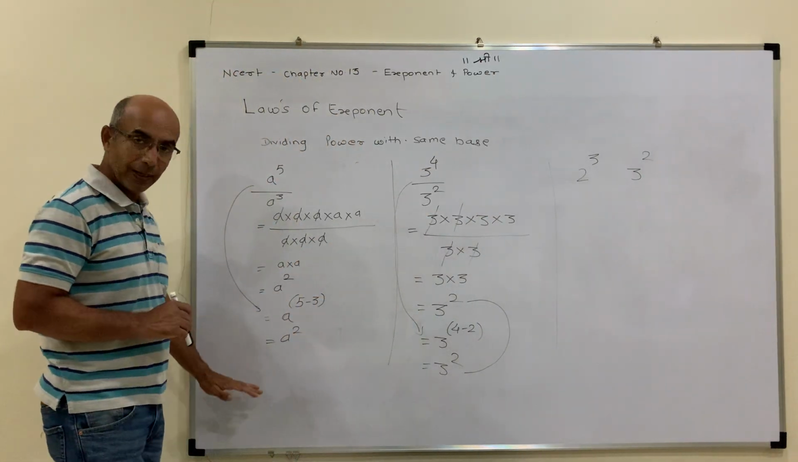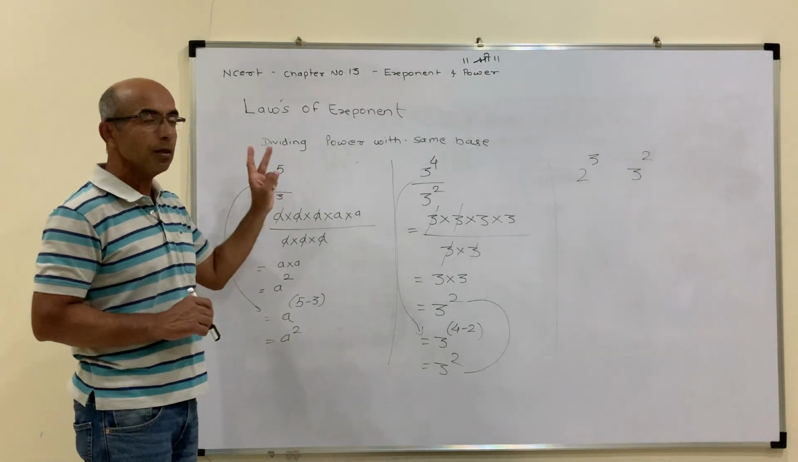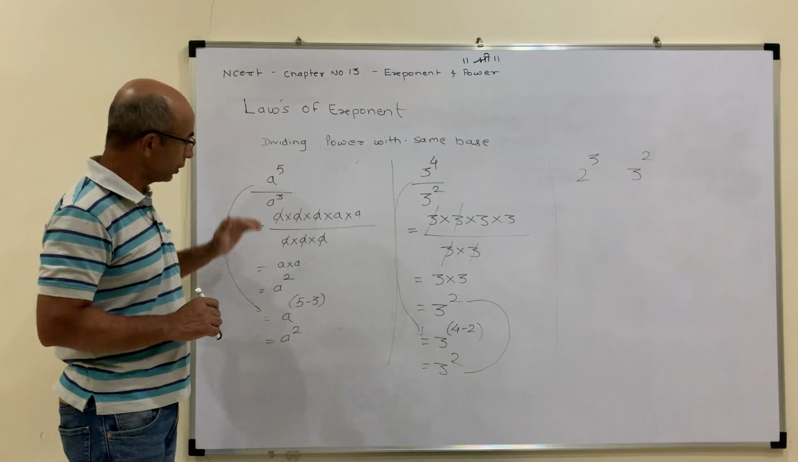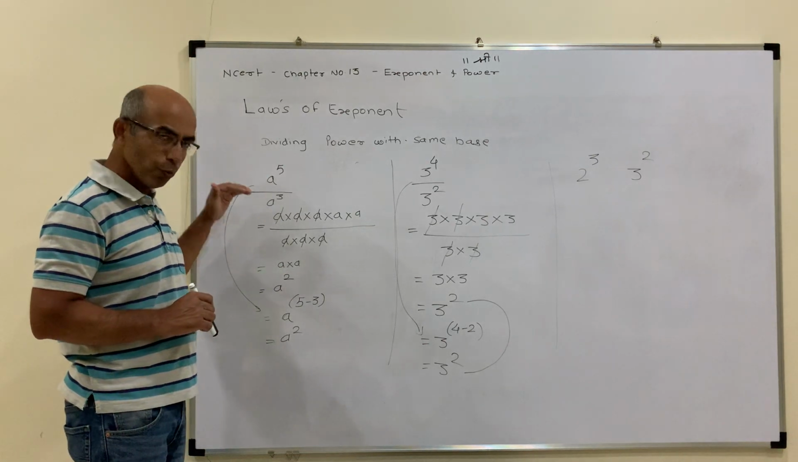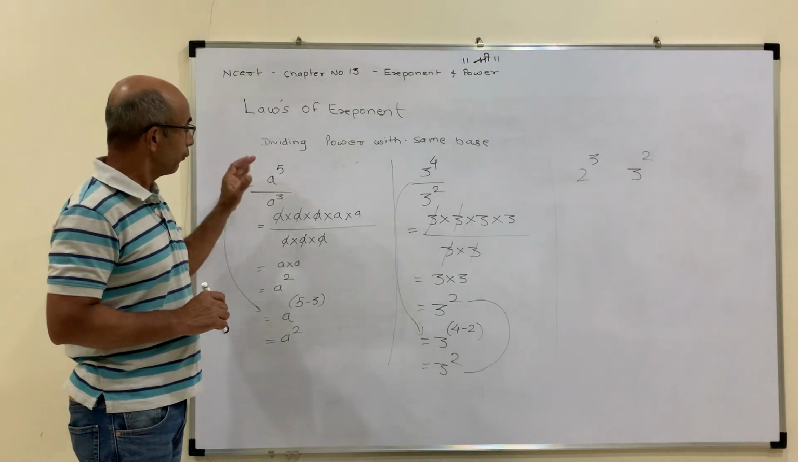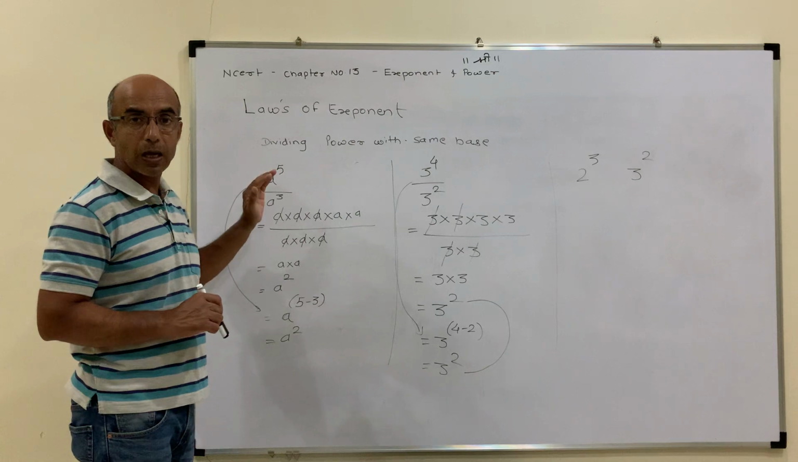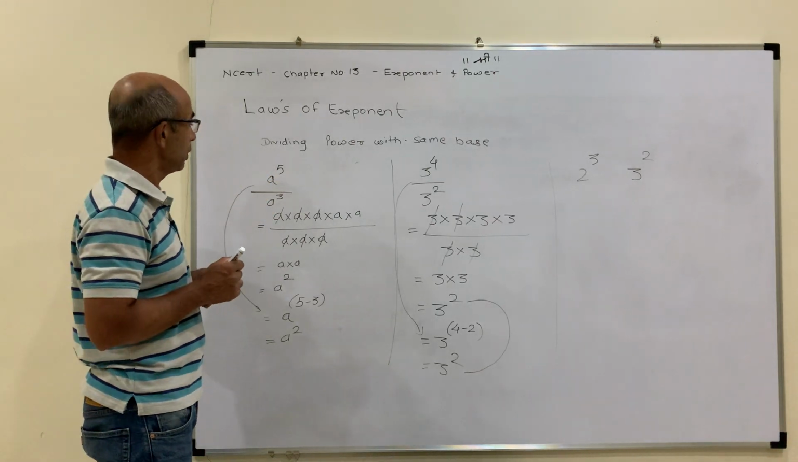But here, since the base is the same, when we do a multiplication, we add the powers. When we do division, we subtract the power of the denominator from the power of the numerator. We don't see which one is larger. We simply subtract the powers, that you need to keep in mind.